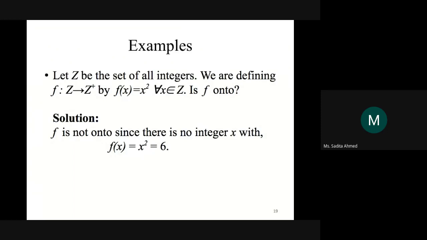Okay. Now, what if I change the domain and the codomain to the set of real numbers and the set of positive real numbers, respectively? That is, instead of Z to Z plus, what if we had R to R plus? Miss, then it would have been onto function. So, yeah, okay. What about the rest of you guys? Do you guys agree that it's going to be onto if we change the domain to R and the codomain to R plus?